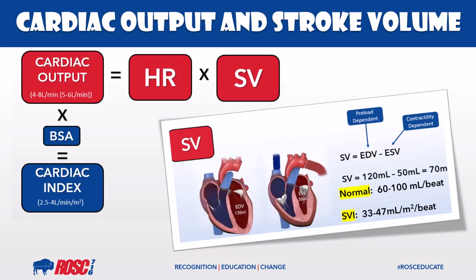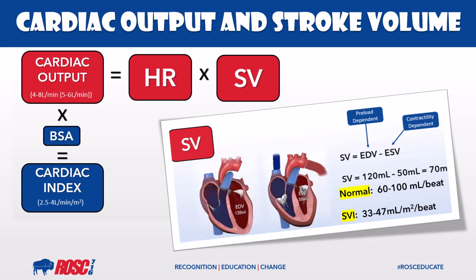Now let's move on to flow. We covered stroke volume and cardiac output in our shock introduction session, but to briefly recap, cardiac output equals heart rate times stroke volume. A normal cardiac output ranges from 4 to 8 liters per minute, but we want to remember to index that value based on body surface area, so then we have a cardiac index. A normal cardiac index is 2.5 to 4 liters per minute per meter squared.